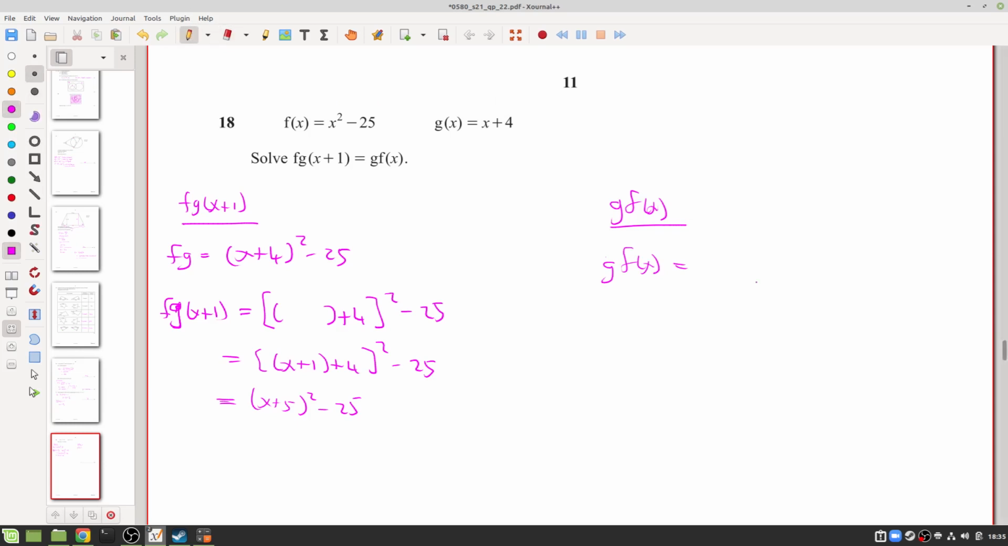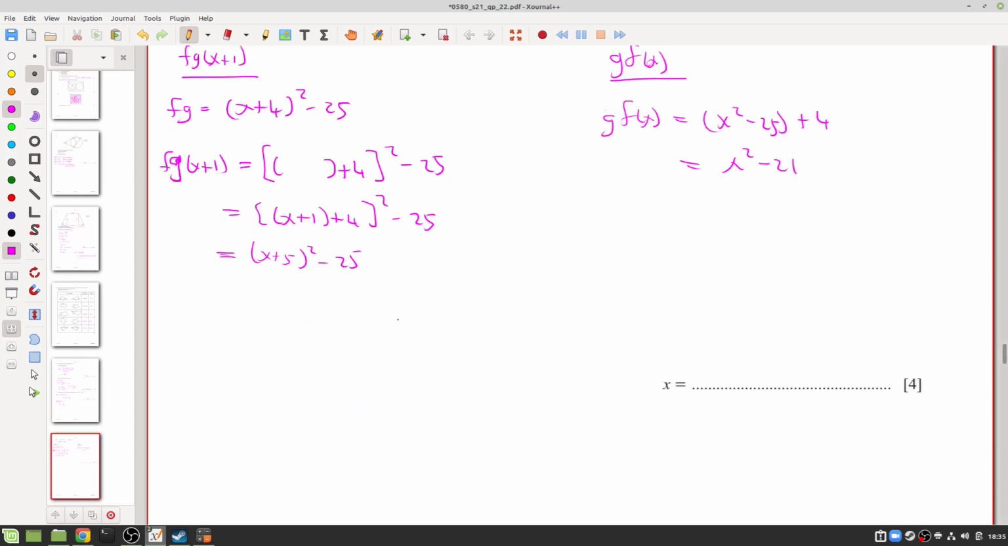So now, in g, we had x plus 4. Now instead of the x, we're going to put the whole function f, and f is x squared minus 25. Okay, so simplify that. So x squared minus 25 plus 4 is x squared minus 21. Now we need to set these two things equal to each other. So we're going to have (x plus 5) squared minus 25 equal to x squared minus 21.